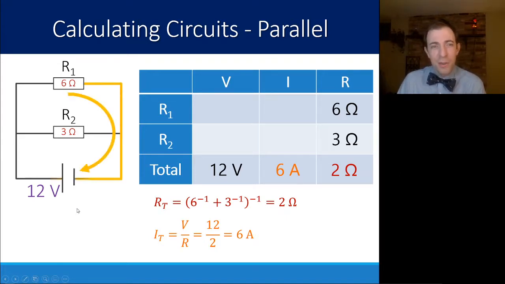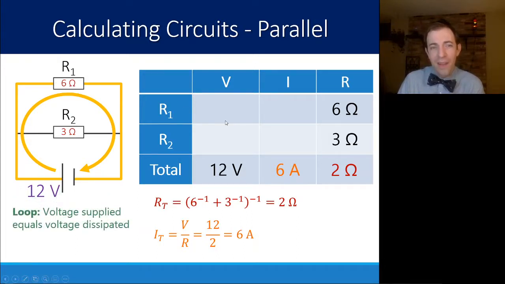So what we're going to do is use the voltage loop rule, basically saying that in this loop here, the voltage provided is equal to the voltage dissipated. Notice how we're bypassing R2. I've drawn a loop that does not include R2. So that means that the only resistor in that loop is R1. The only battery was this 12 volt battery, so all of that voltage must be dissipated by R1. So we say that R1 has a voltage of 12 volts.